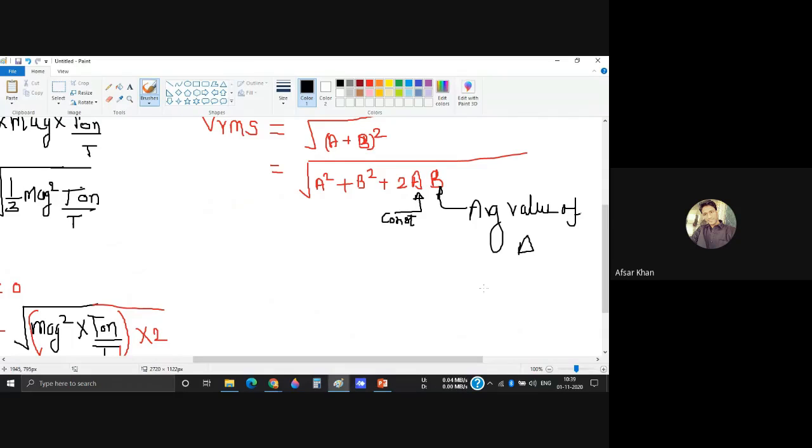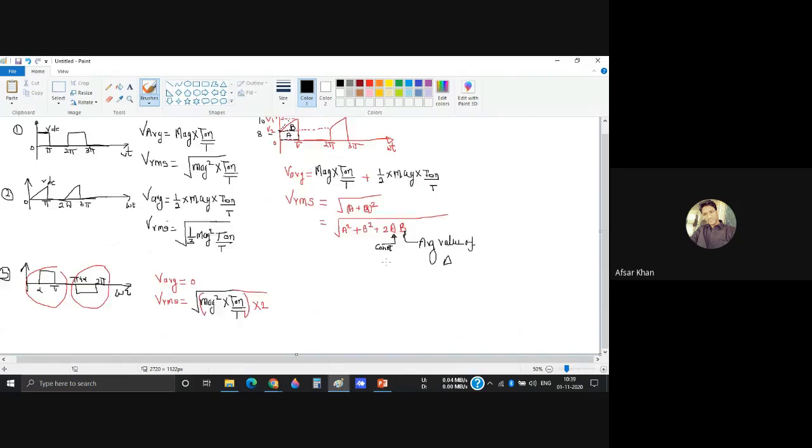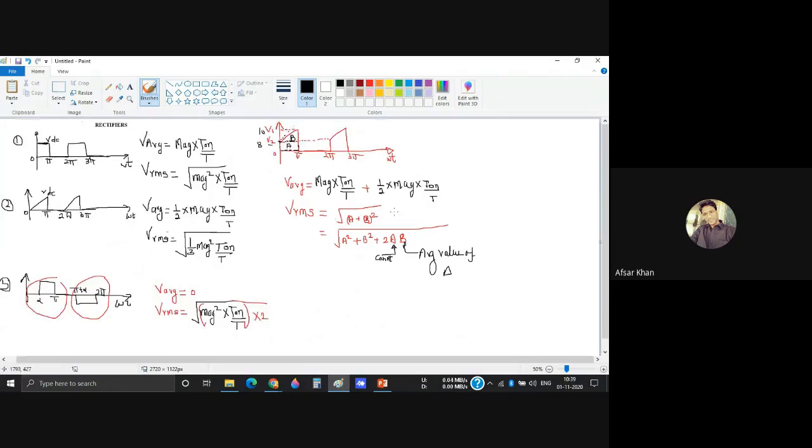Okay. Those who are new, they have to take a screenshot of this. If you write everything, it will take time. So just take a screenshot of these formulas. Done? Let me know.